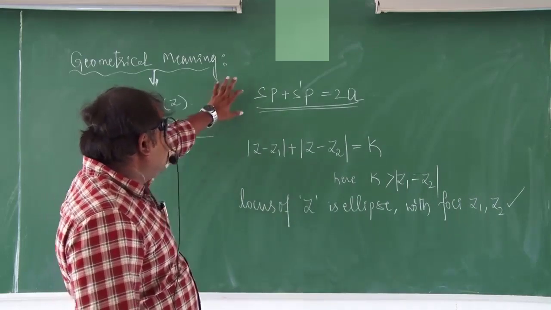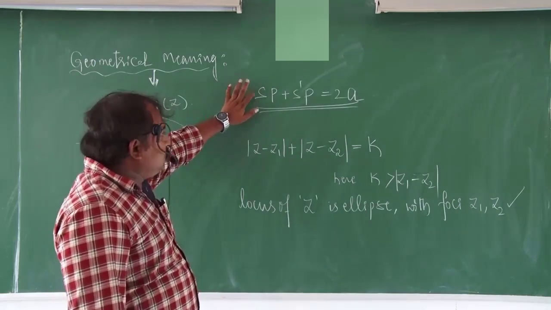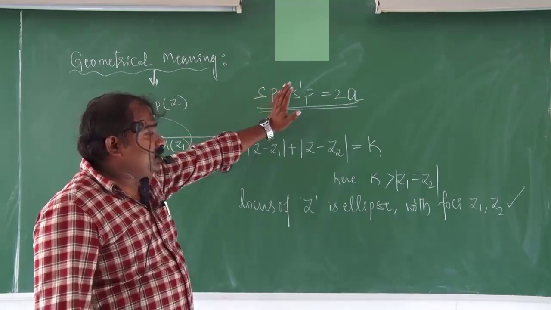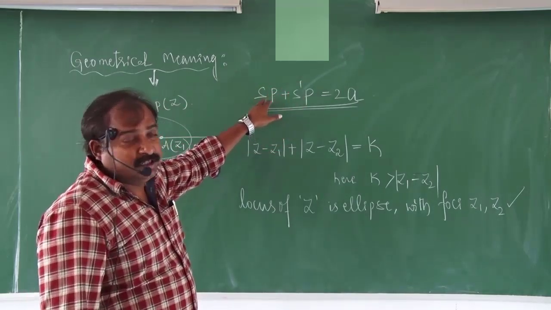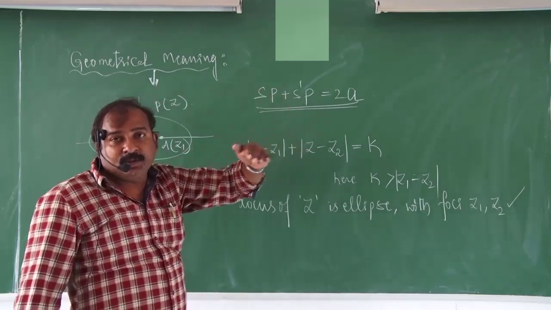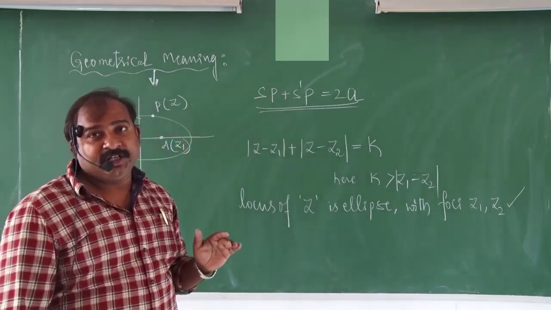So this is the basic concept: SP plus S dash P is equal to 2A. And we also gave the proof of this. Just refer once to the ellipse concept we gave; there you can understand it easily.